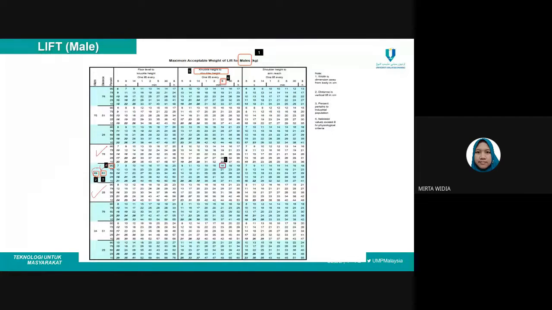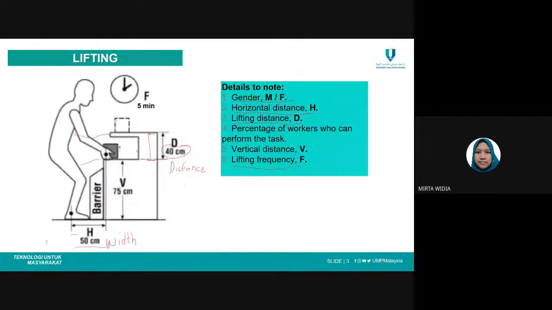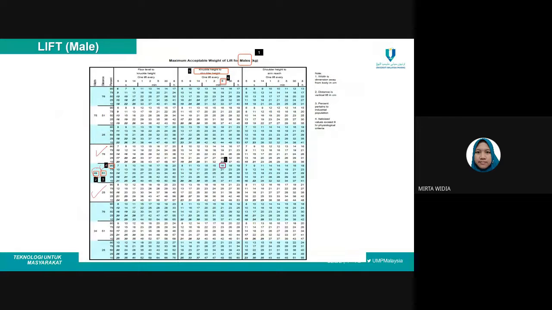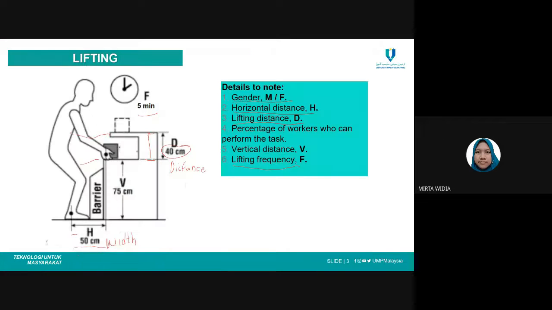identify the frequency. The frequency here is about 5 minutes. If 5 minutes, we choose 5 minutes. We have to look here, one lift every 5 minutes, right? So we take 5 minutes, and we can draw a line here. So the maximum acceptable weight of lift for males for this situation is 16 kg. This is the answer.